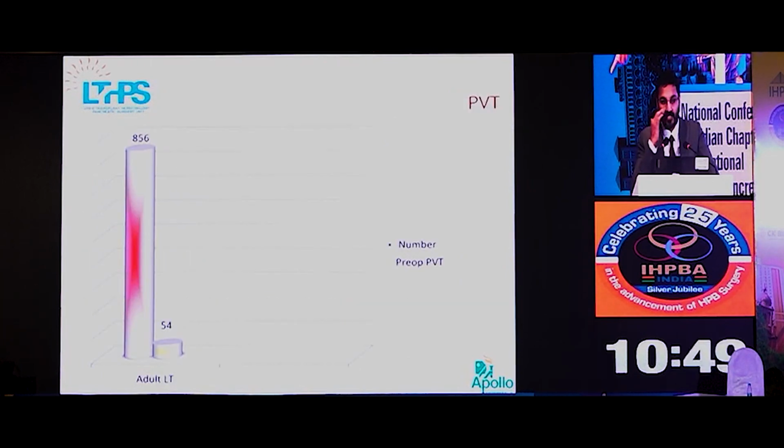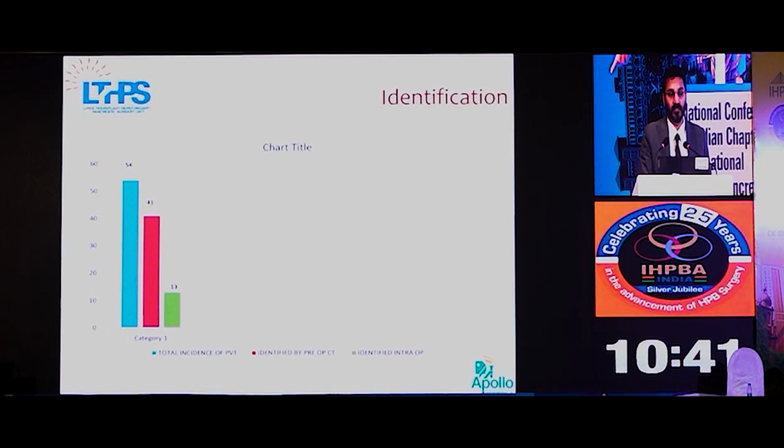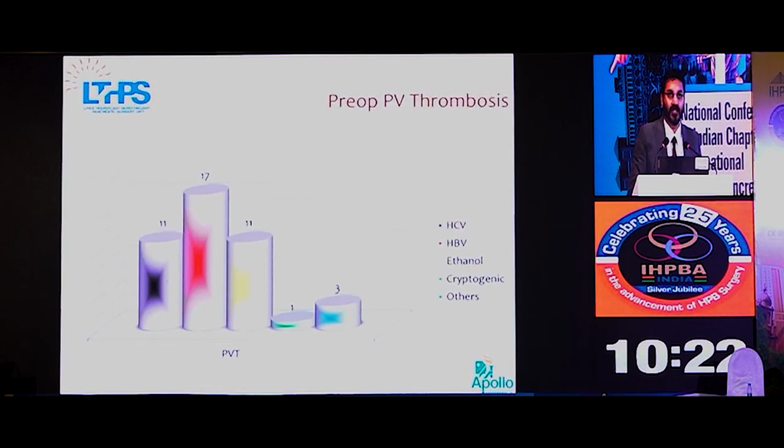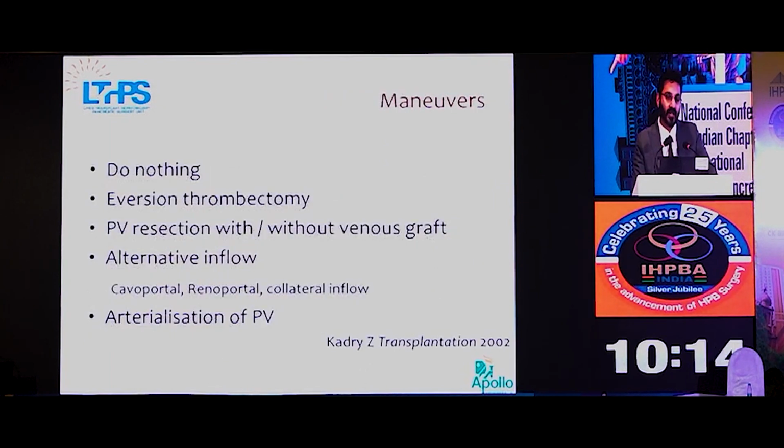Amongst the adult patients, this is our data, about 856 transplants, of which 54 had PVT, and very few, around 20-25%, we detected intra-op. Most of the PVTs you can detect pre-op, but if you have a recanalized portal vein thrombus, very eccentrically placed, sometimes it gets missed on the CT, and only during the surgery that you recognize it. Amongst our patients, the commonest group was hepatitis B, in which we had this portal vein thrombosis.